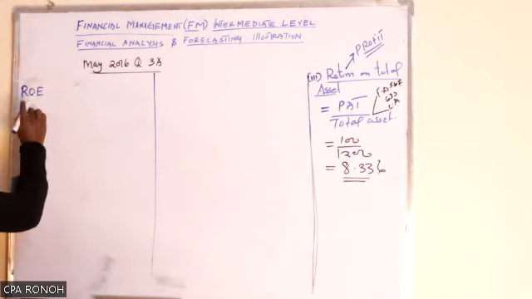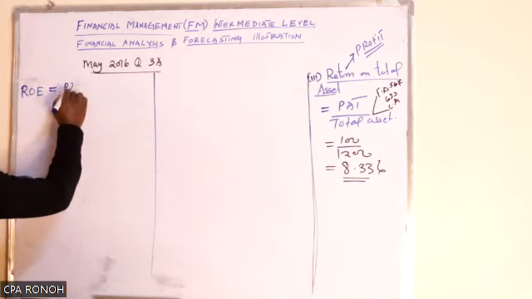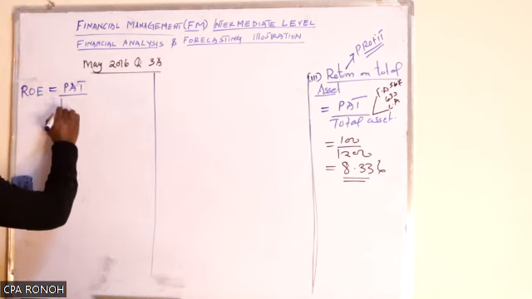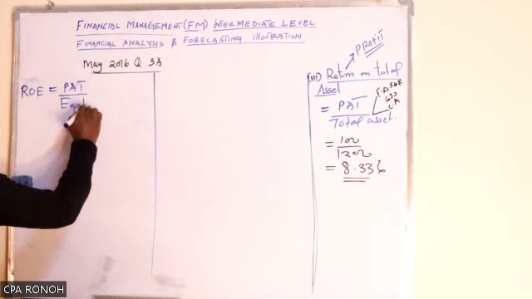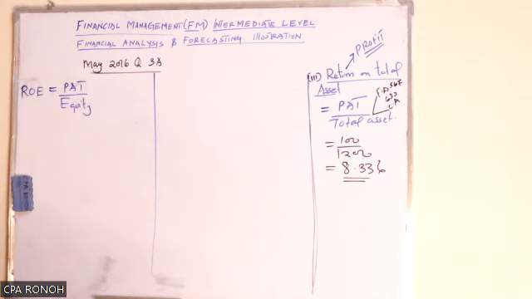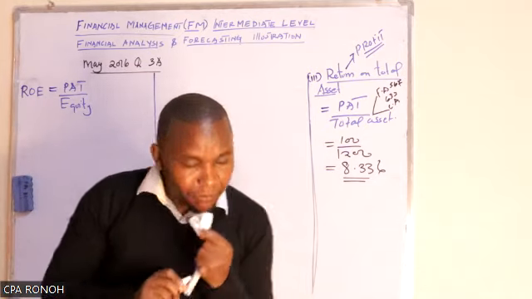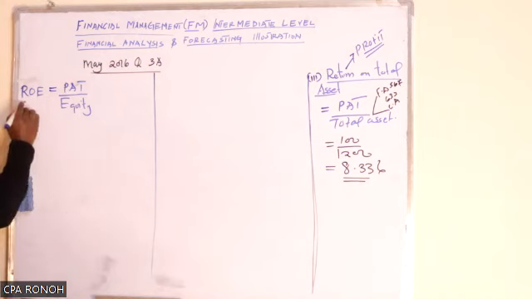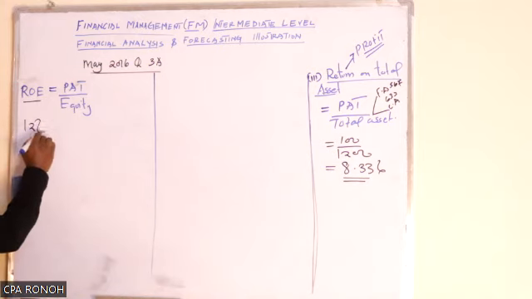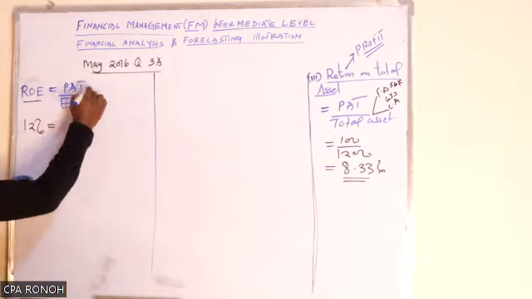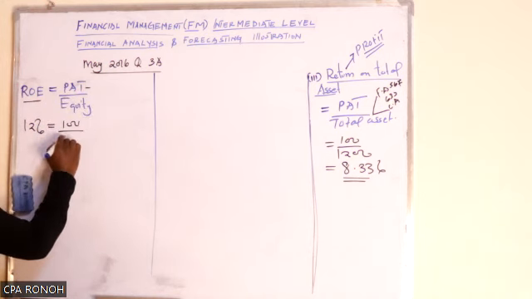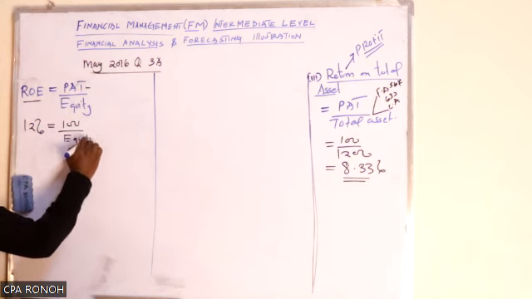And we said to get the ROE, you get the profit after tax and you divide by equity. Now, do we have the ROE, the return on equity? They have given us the return on equity is 12%. And also we have this 100. We divide by equity.